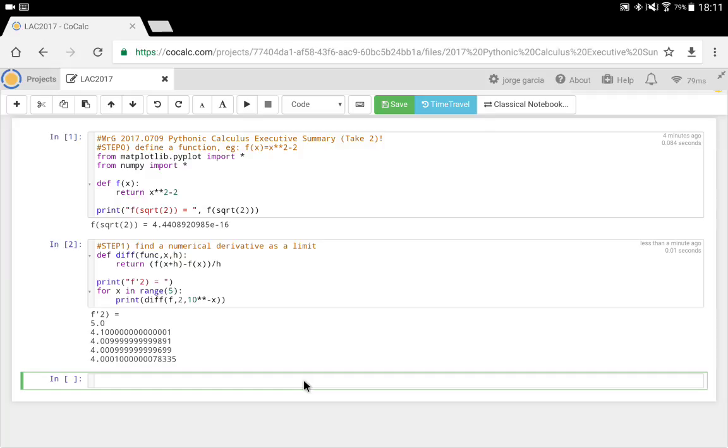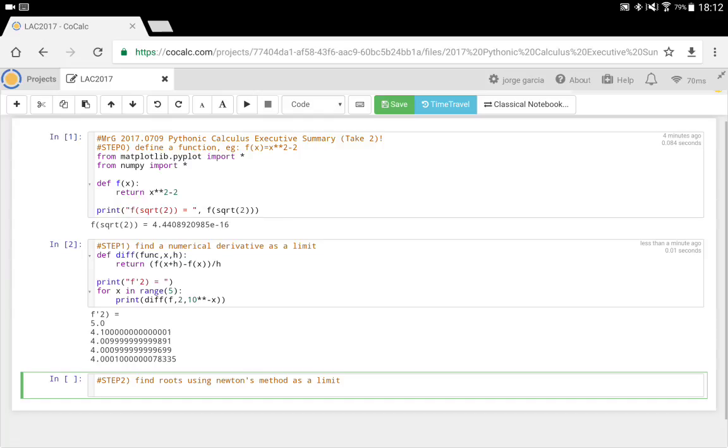Alright, in this cell, let's call this step 2. Let's use Newton's method in a limit to find roots, using the derivative function that we just had a minute ago. So let's see, find roots using Newton's method as a limit. Okay, and let's see here, let me take a look at my notes here. Good. Alright, so what we're going to do, we're going to define Newton's method.